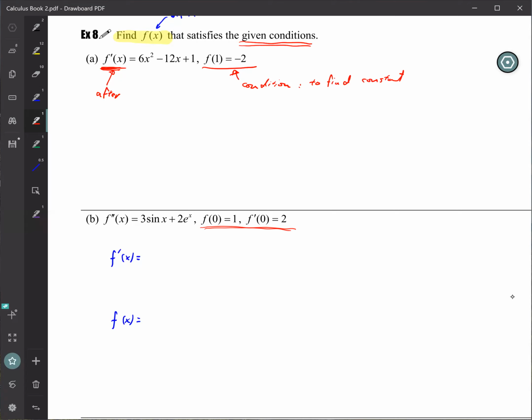Because I have everything except for the f prime of 0 equals 2. So I have everything up until that, which is -3 bracket cosine x plus 2e to the power of x, plus, that's what I'm figuring out right now. Need to have a constant, plus c.